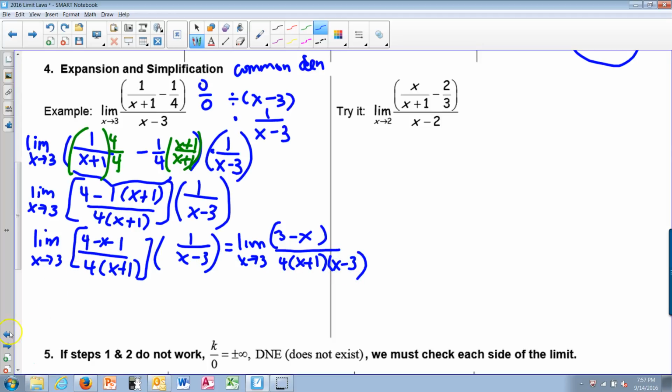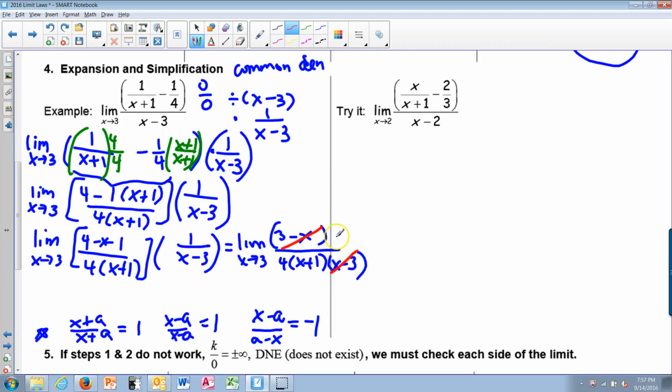Now, as a side note, most of us recognize that if we do x plus a divided by x plus a, we'll get 1. X minus a over x minus a is also 1. But x minus a over a minus x has a negative multiplied here, so it is negative 1, and vice versa. So on the one that we have, 3 minus x and x minus 3 do cancel, but they don't make 1 on top. They make negative 1.